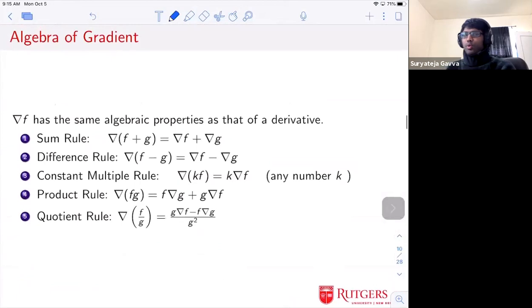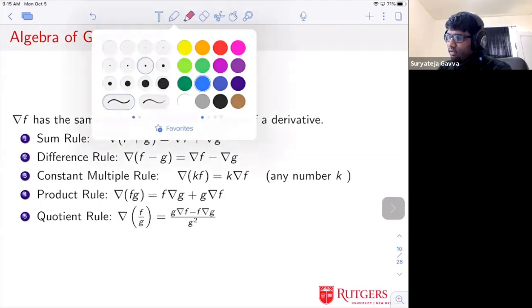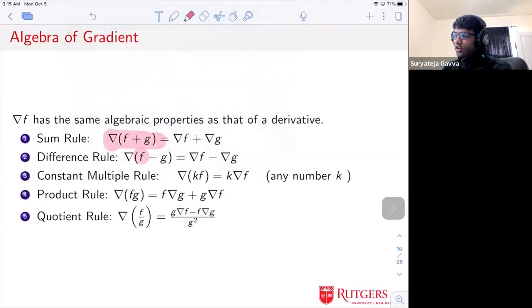Okay, so what are some properties of the gradient? If I want to do something like the gradient of f plus g, if you have two functions, how do I compute the gradient? It's not simple. The gradient is just like the derivative. The gradient is a vector, it's not just a number, but it's a vector of derivatives.